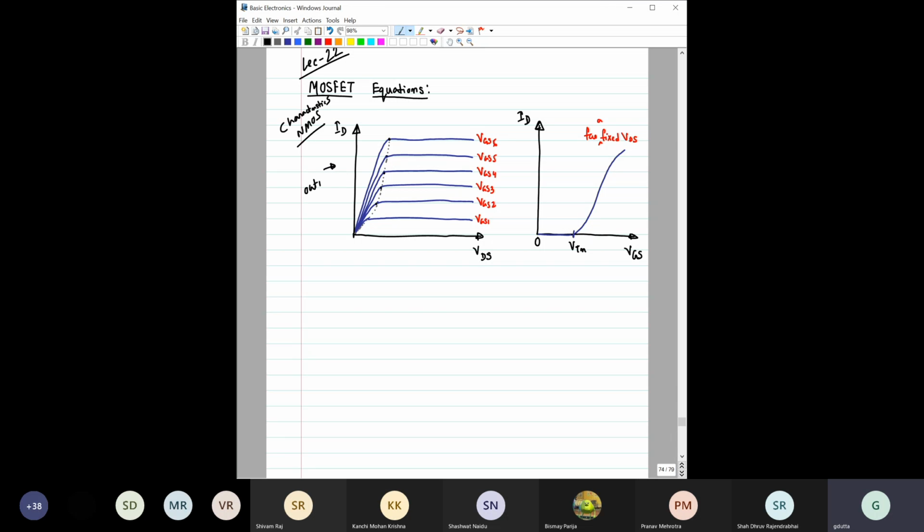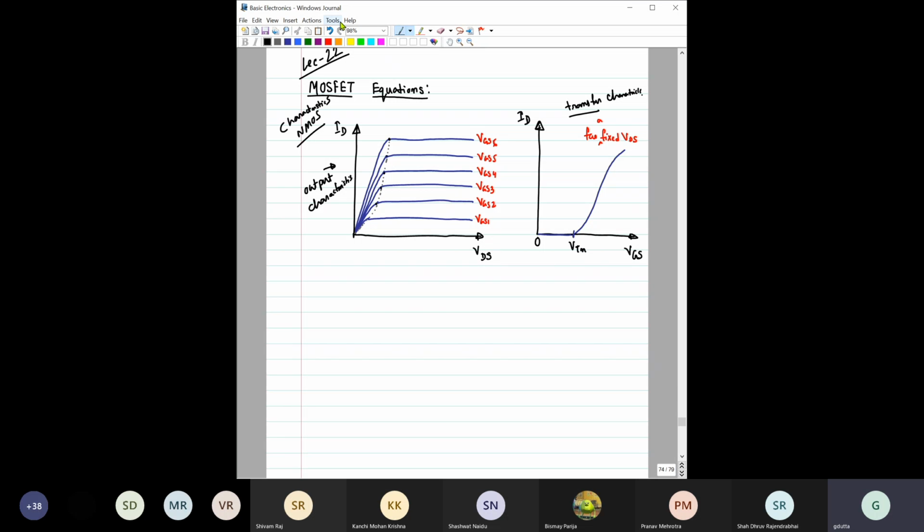This plot is called the output characteristics, because here this is ID and this is VDS. And this plot is called the transfer characteristics, because it is ID versus VGS. VGS, the gate to source voltage, is the input, and ID is the output current. So it is output current versus input voltage, hence the name transfer characteristics. In the output characteristics, ID is the output current and VDS is the output voltage, so that's why the name is output characteristics.